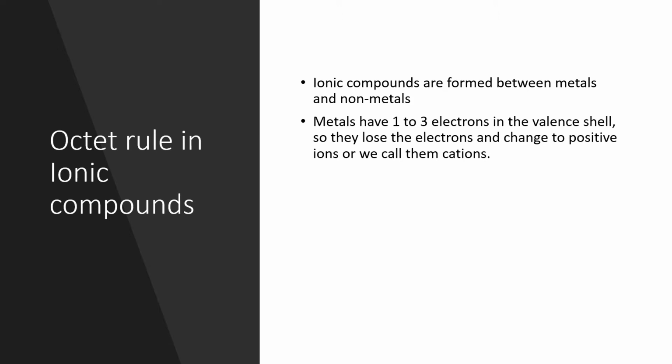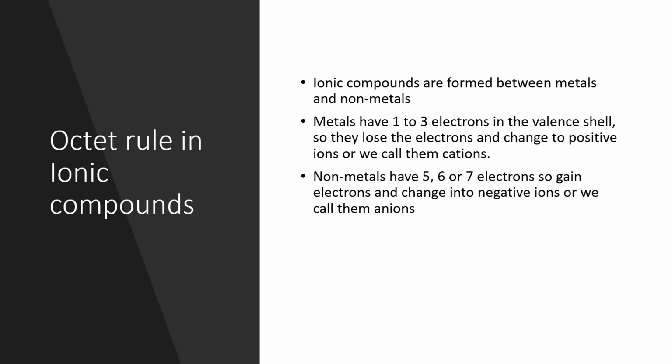Metals tend to have 1, 2, or 3 electrons in the valence shell. So it's likely that they lose the electrons to change into positive ions, whereby the ion that is formed will have a stable octet in the next energy level. That's what happens. So for that reason, metals tend to lose electrons and change into positive ions so that the positive ion will have a very stable electronic arrangement.